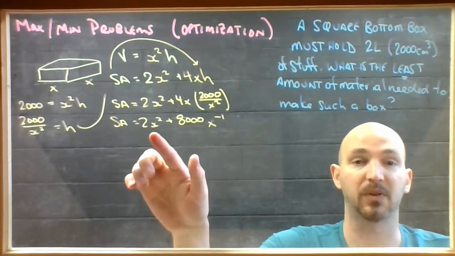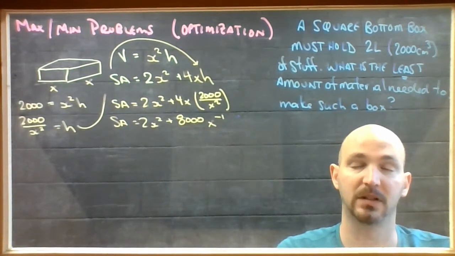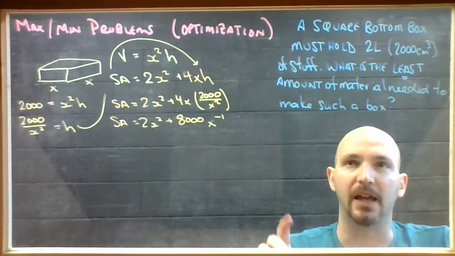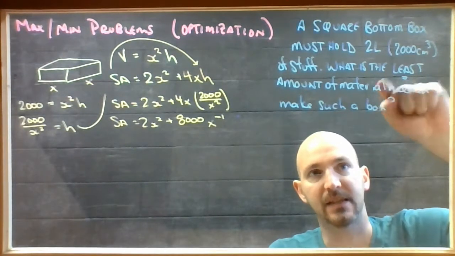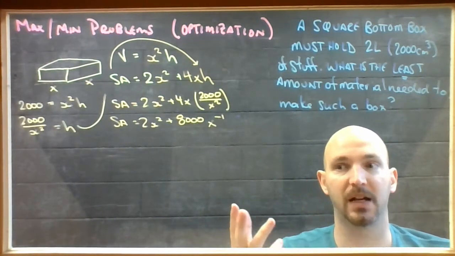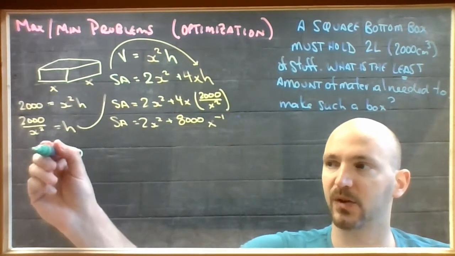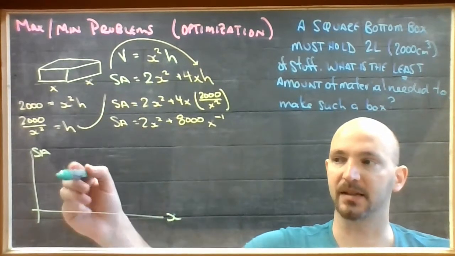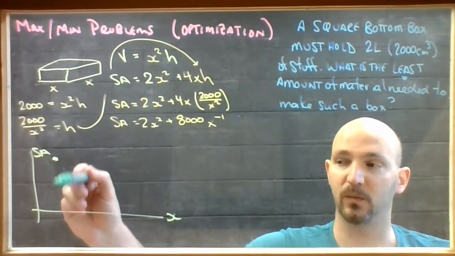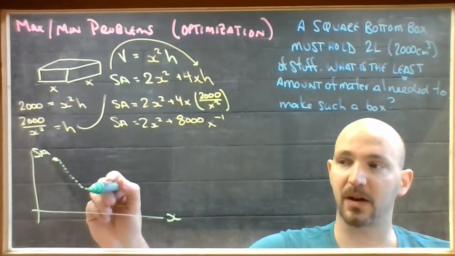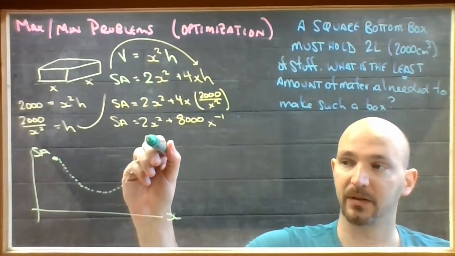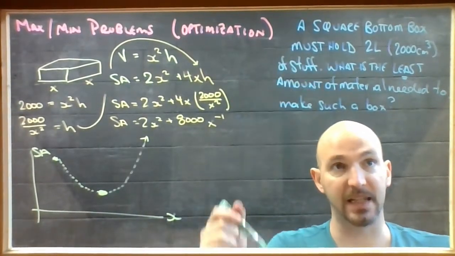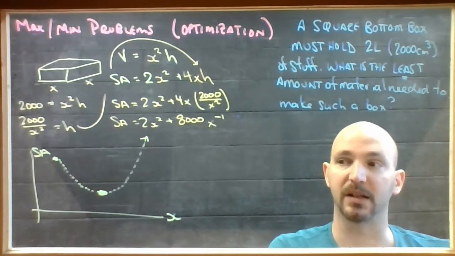It has a piece like a parabola and a piece like a rational, and those two things have been added, so it's going to make some sort of wonky curve. What I'm after is the least amount of material. So if I were to graph the surface area versus x, the length of this box, at some point it's high when x is small, and then it drops and drops, and then it turns back around. So I'm after this minimum place. That's what it's asking: what's the least amount of surface area?